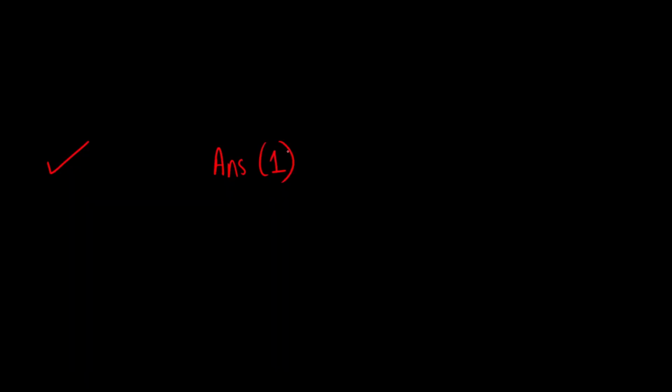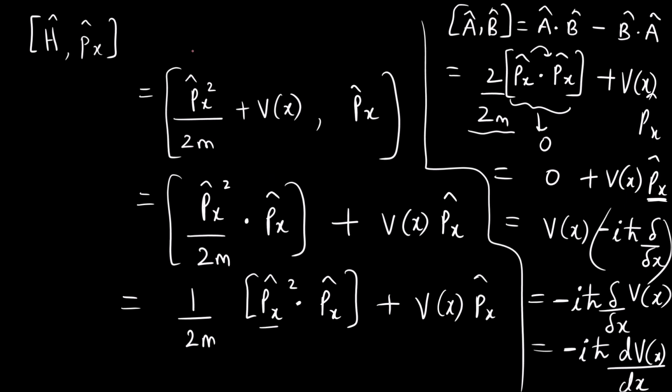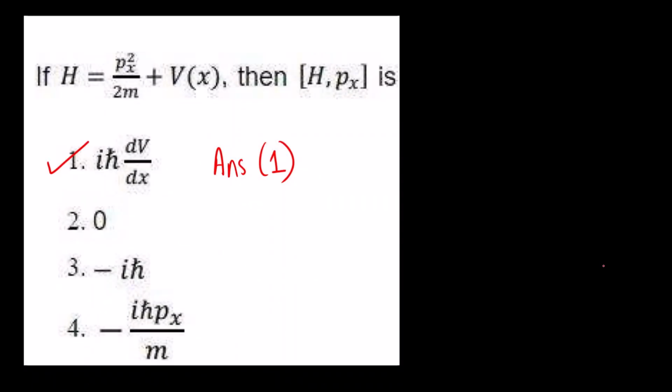I hope you have understood all the steps. First, we substituted the value of the total energy operator that was given, and then we multiplied this out. We used the multiplicative property of the operators, and when every operator commutes with itself, the value will be 0. So 0 into 1 by m will be 0, plus Vx into this. Then we substitute the value of Px and we get the final answer. I hope you have understood this solution.